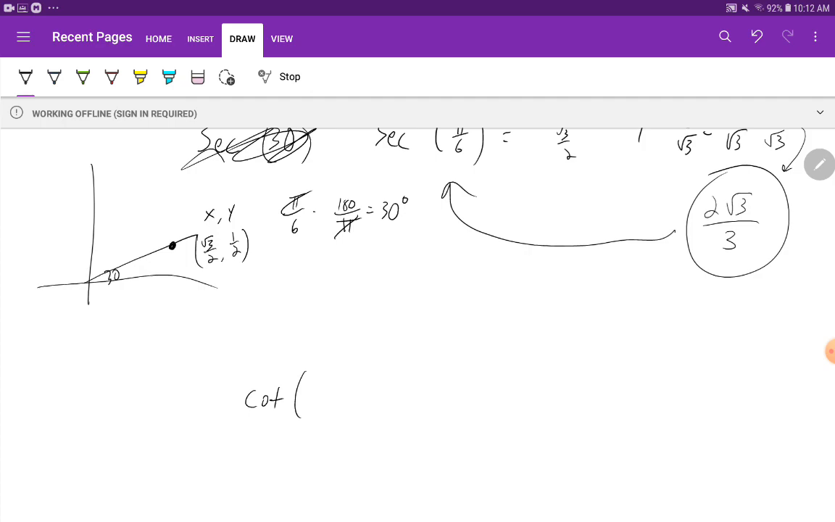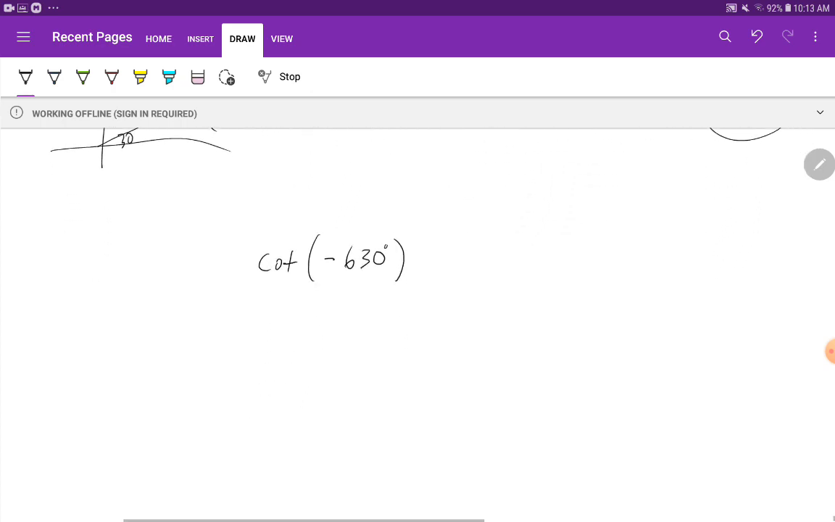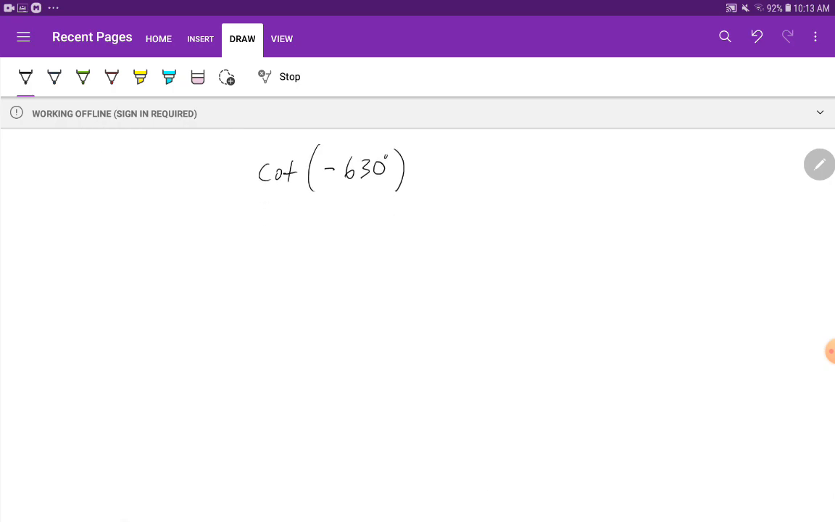Cotangent of negative 630 degrees. Oh my gosh, what the what? Right? It kind of sounds bad, right? But don't worry, it's not too bad. Just draw out the angle, all right? Just remind yourself what cotangent means and then take it piece by piece, all right?